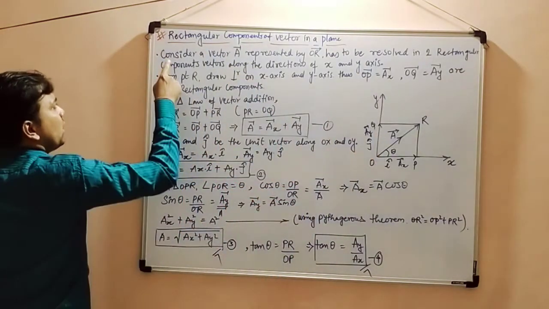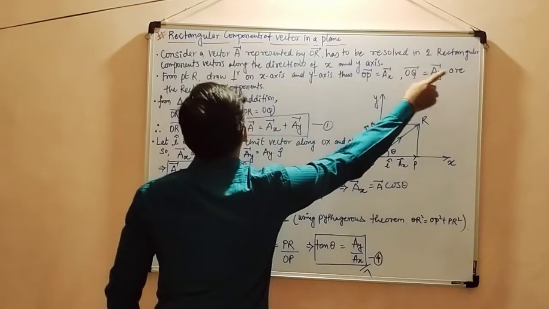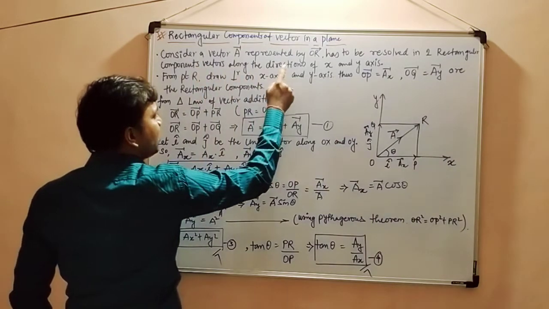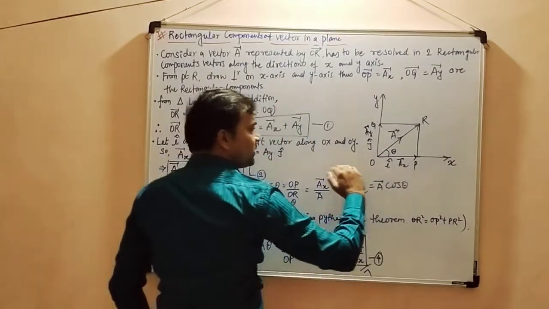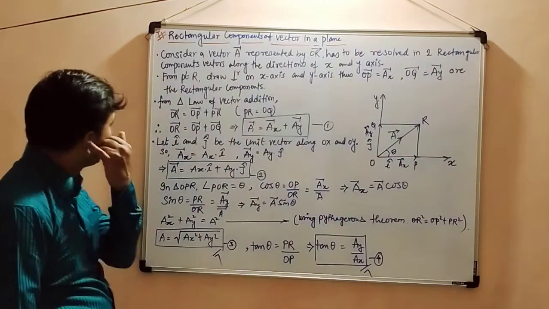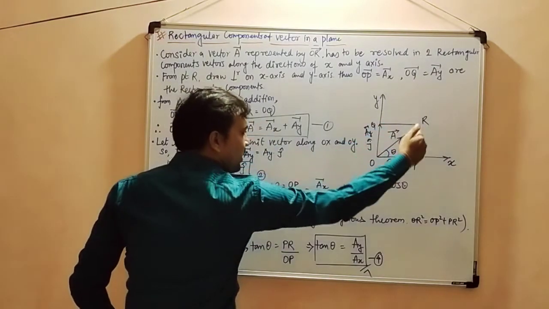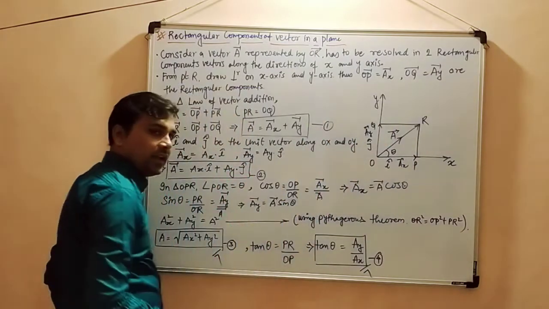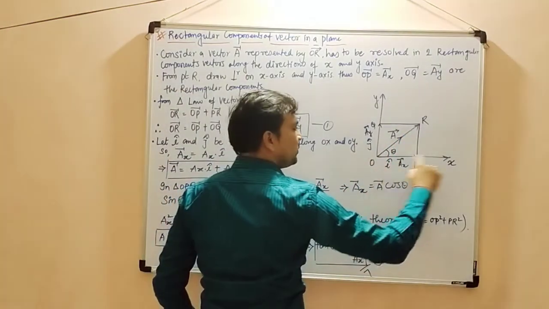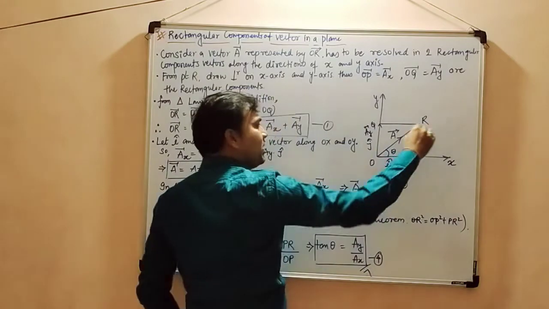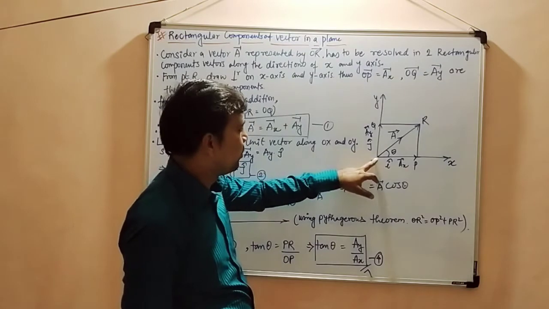Let's start. Consider a vector A represented by OR, which has to be resolved into rectangular component vectors along the direction of the x and y axes. We have to find what components it has along the x axis and y axis. From point R, draw a perpendicular on the x axis and on the y axis. The point where the perpendicular meets the x axis we call P. The perpendicular meeting the y axis will be Q. So there are distances OP and OQ.